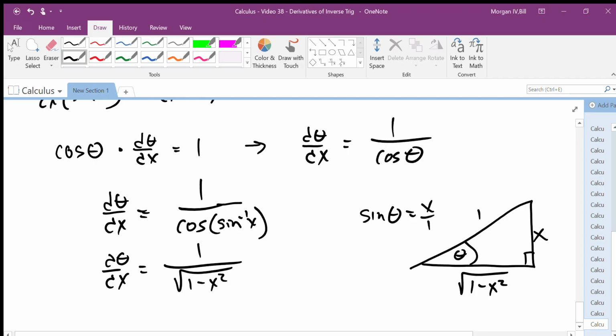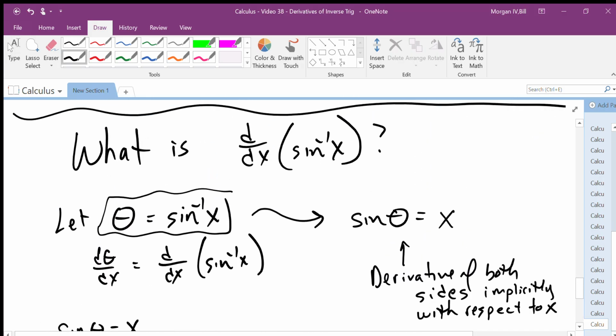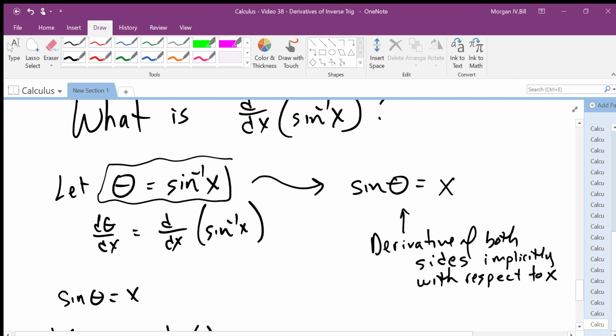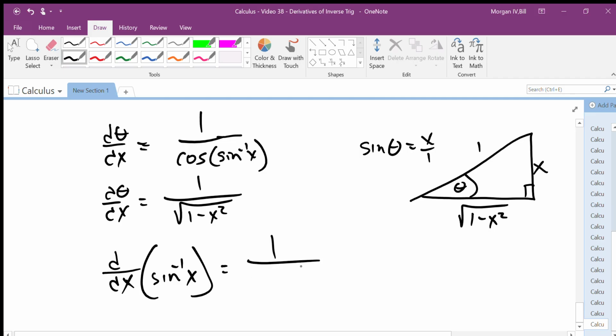And there you have it. That's the answer. The derivative of theta with respect to x, which go back to the top, remember, theta is equal to the inverse sine of x. So the derivative of theta with respect to x is the same thing as saying the derivative of the inverse sine of x. Since the derivative of theta with respect to x is 1 over the square root of 1 minus x squared, we get that the derivative of the inverse sine of x is equal to 1 over the square root of 1 minus x squared.